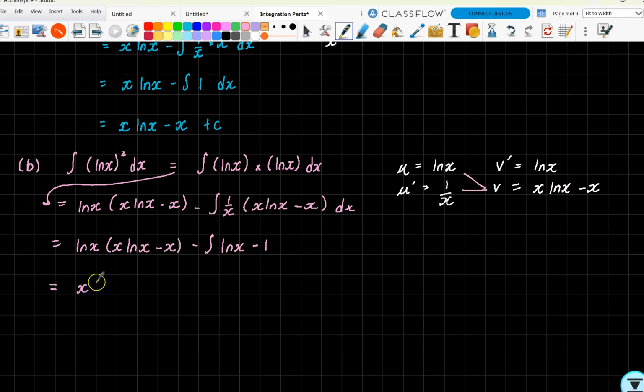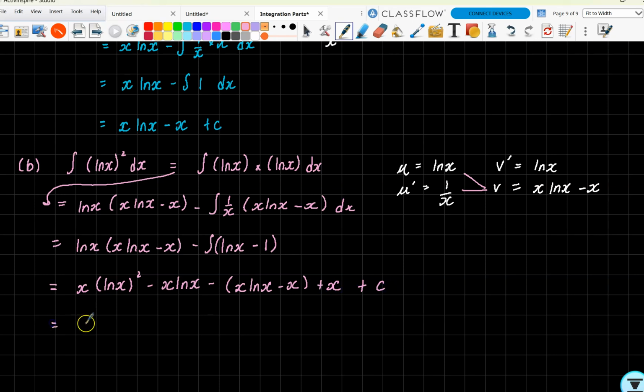So we might as well expand this now. So we get x times ln x is x ln x squared minus x ln x minus, now what is the integral? We're integrating all of that. What is the integral of ln x? Again, it's up here. So it'll be minus (x ln x take x). And what is the integral of minus 1? So that's going to be minus minus x, so plus x plus c.